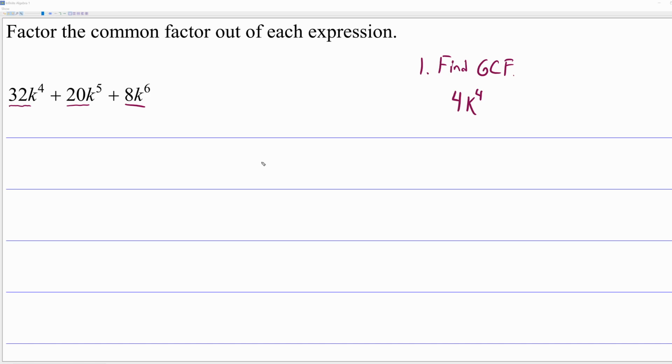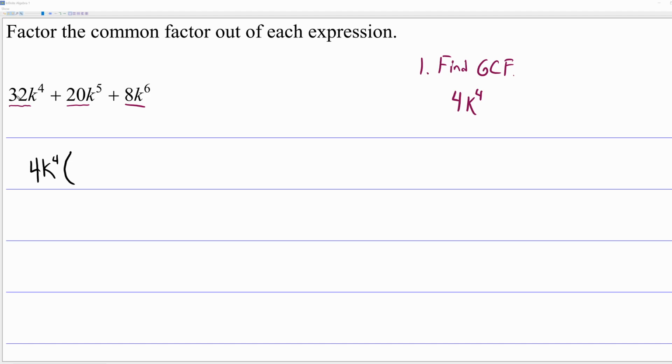So what we're going to do is write that down, 4k to the fourth. And the idea is this is a factor, and when we multiply that by some other factor, we need to get back to this polynomial. So our other factor is going to be a polynomial with 3 terms, because we have to end up with 3 terms. So you can think about factoring like doing multiplication in reverse. And multiplication in reverse is basically division.